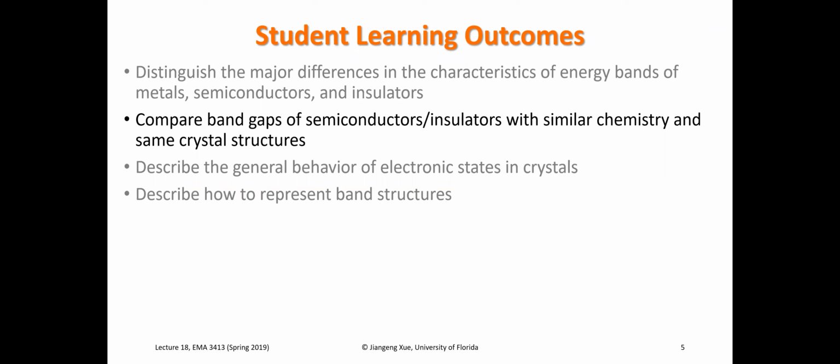The second student learning outcome is to compare the band gaps of semiconductors and insulators with similar chemistry and the same crystal structure. So we're going to use the example of diamond and silicon to compare. They have the same crystal structure, diamond structure, and the chemistry is similar. They have covalent bonds between these atoms, but obviously carbon is smaller. The carbon-carbon bond is expected to be stronger than the silicon-silicon bond because the atoms are smaller, so the shared electrons will be more tightly bound to the nuclei in the case of the carbon-carbon bond.